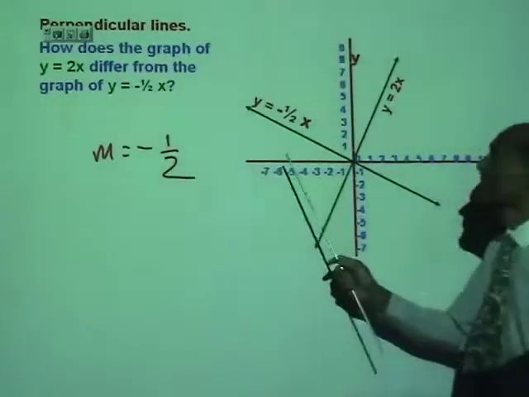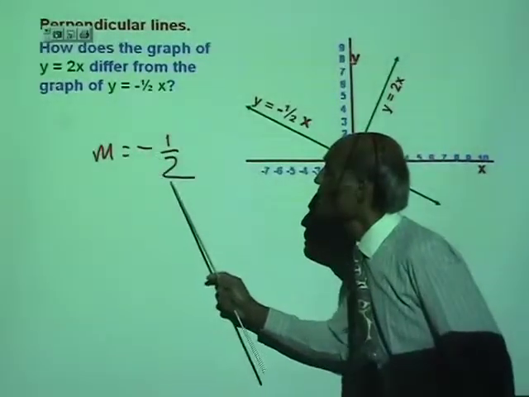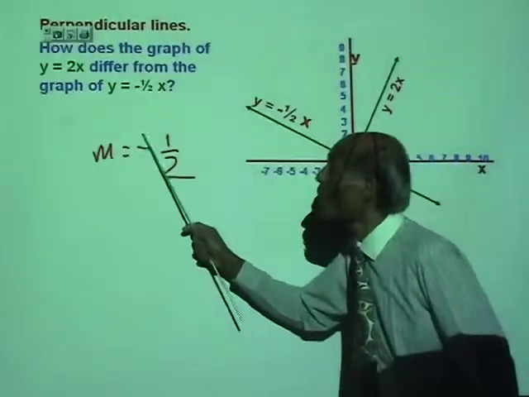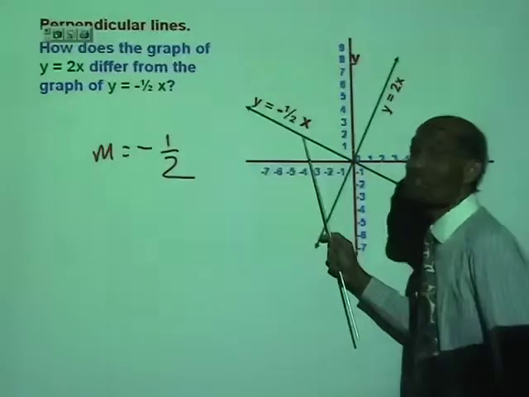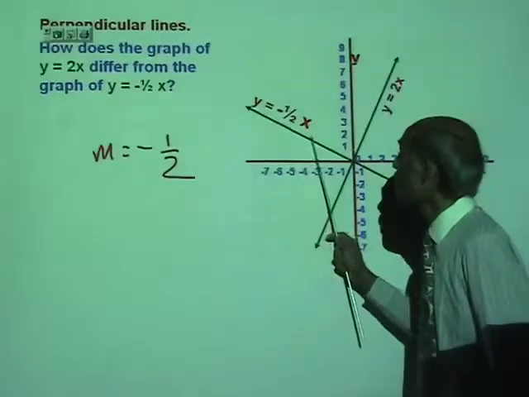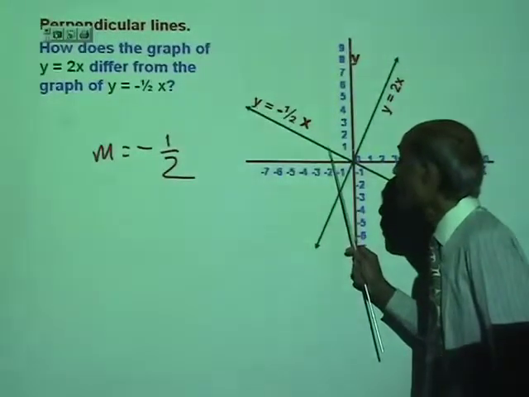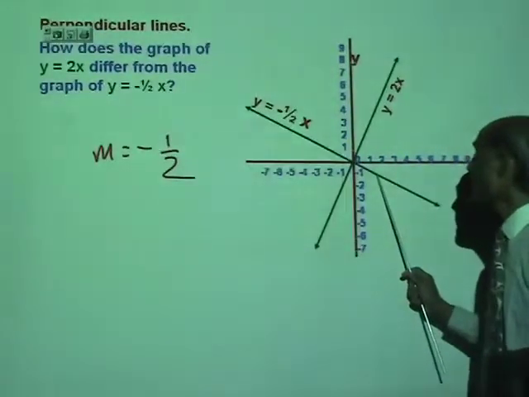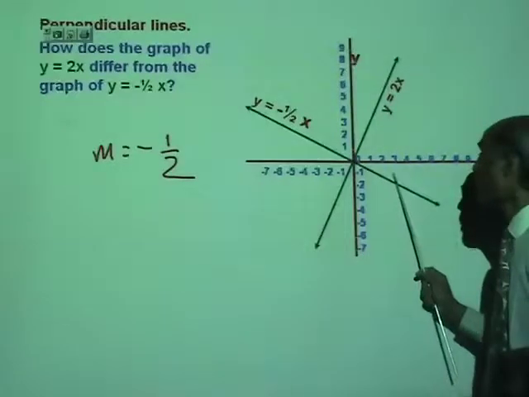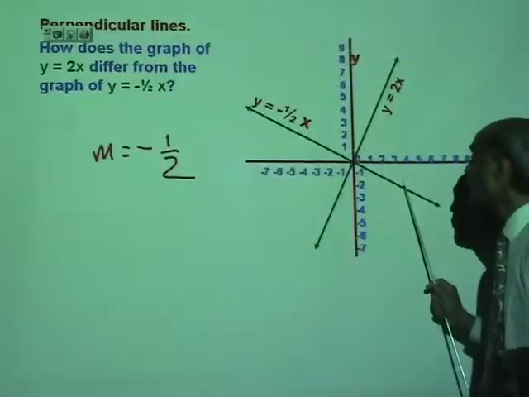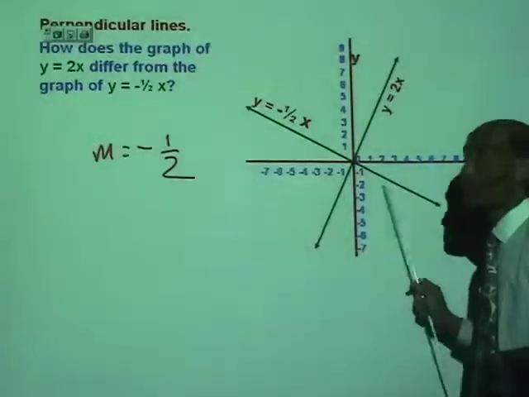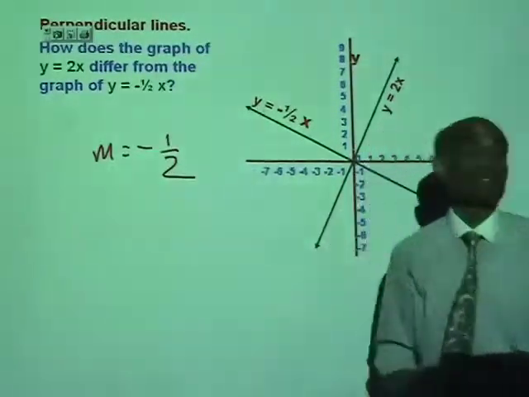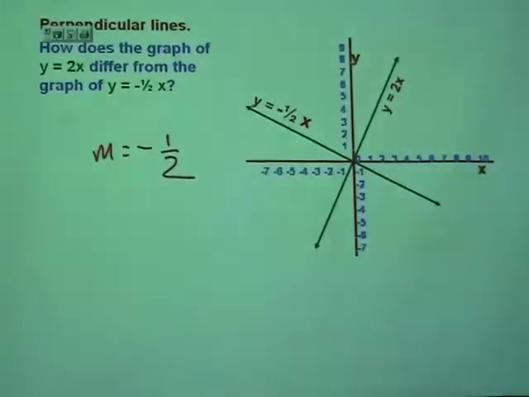What does it mean? It means you walk 2 units, then you fall 1 unit. Look at this. I'm going to stand here on the line, walk 2 units, then fall 1 unit to come back to the line. Anywhere on the line, start here, walk 2 units, I need to fall 1 unit to come down to the line. That is the meaning. The slope of that line is negative 1/2.